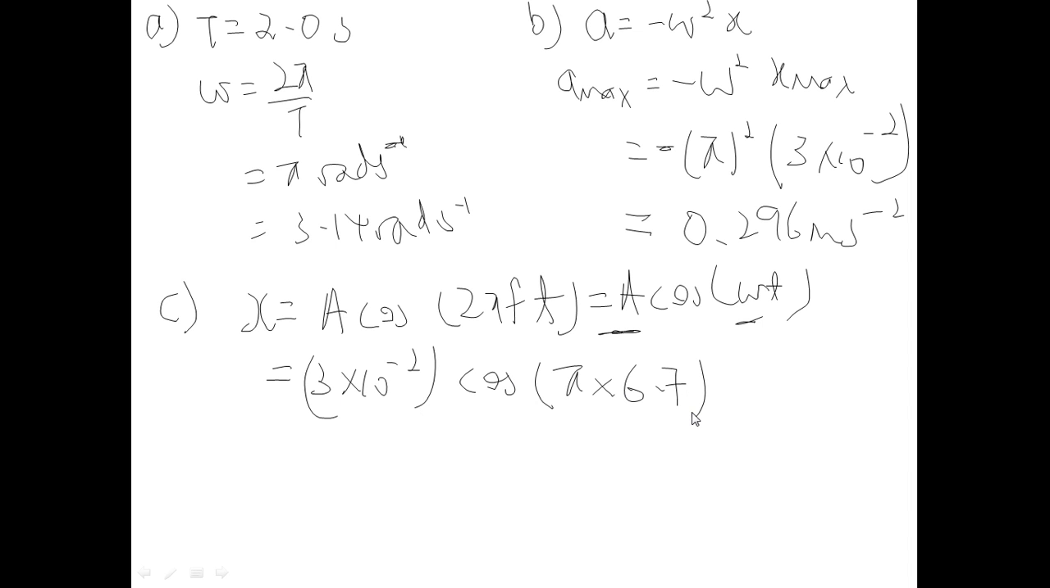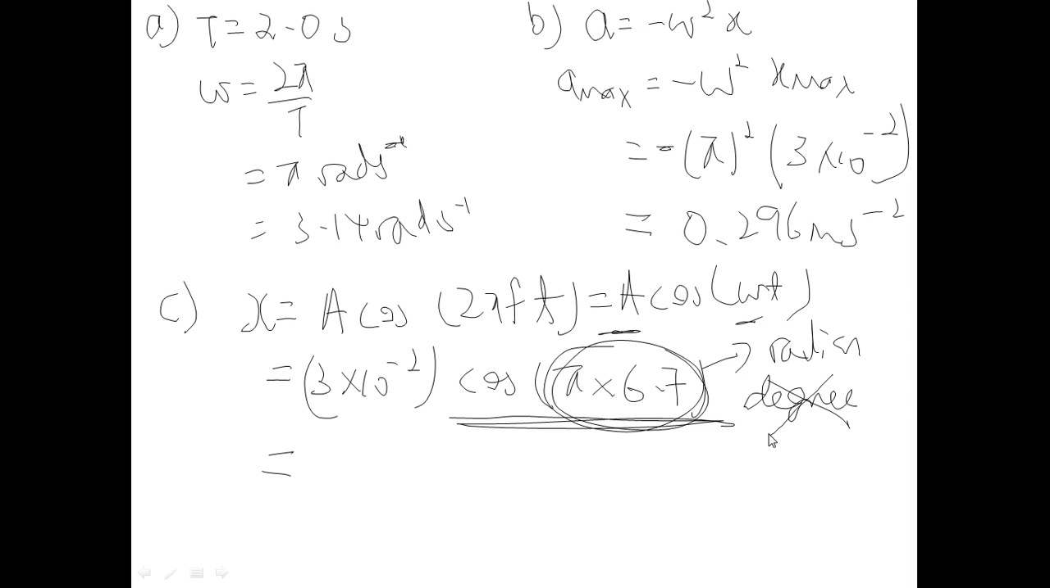6.7 seconds. Now pay very close attention here. When you use the cos over here, when you use the calculator, you must remember to change it to radian. Okay, this must be in radian. It's not degree. Whenever you do this oscillations calculation, it must be radian. So finally after you put everything in your calculator, you should be able to get negative 0.0176 meter.